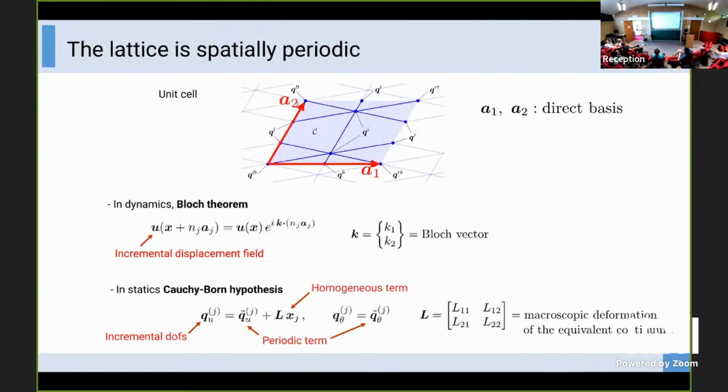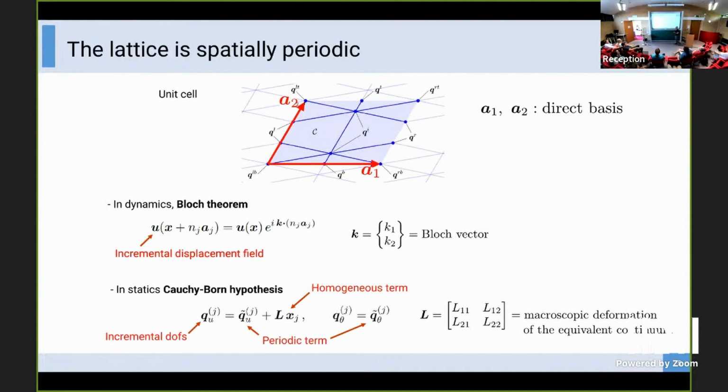So the lattice is periodic. The entire lattice can be obtained by repetition of a unit cell along two vectors A1, A2, which are the direct basis of the lattice. And in dynamics, the periodicity is enforced using the Bloch theorem. So the incremental displacement field is quasi-periodic, and this exponential term is the Bloch shift, where K is the Bloch vector.